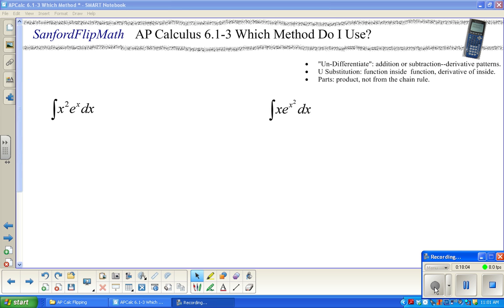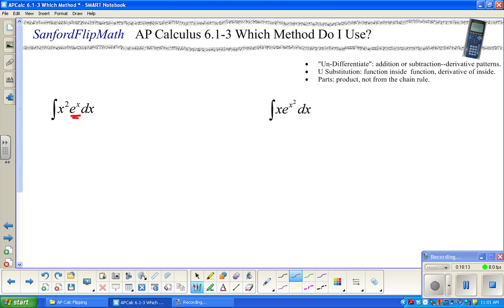And again, I'm purposely looking for things that look similar. So this one, I don't see a function inside of a function. It's just straight up e to the x, and then I have x squared. They just look like random stuff next to each other. I want to contrast that with this. Here is a function inside of a function, and if that's u, then du is about this x, because du would be 2x dx. So all of that to say that this one's going to be u substitution.